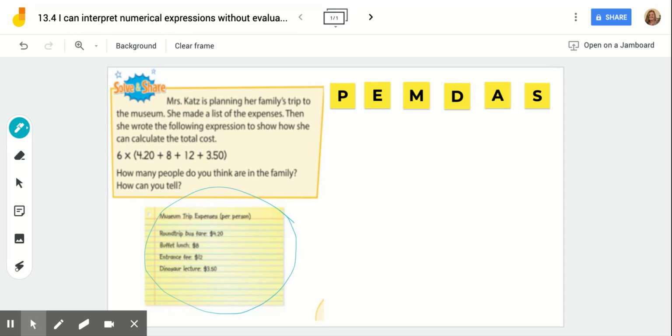So let's see if our chart can help us understand what the question is asking. This chart says museum trip expenses per person. Oh, so I know that the numbers in my expression are dollars. Round trip bus fare, $4.20. Buffet lunch, $8. Entrance fee, $12. And dinosaur lecture, $3.50. So when we look at our chart, we see that these numbers are actually dollars, which is good to know because we're using decimals with cents.